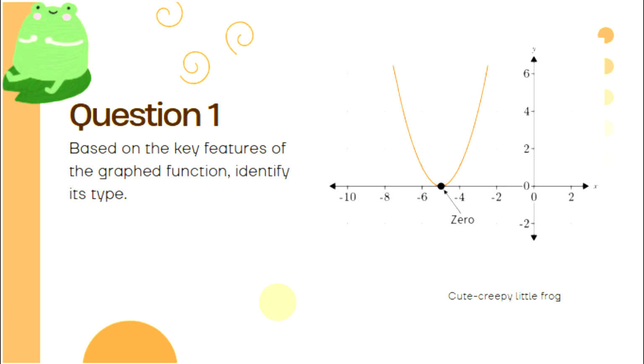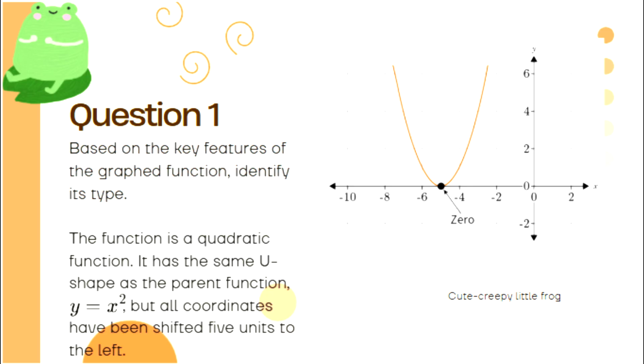Here's question number 1. This is your turn, okay? Based on the key features of the graphed function, identify its type. What type of function is this? Figure it out. You can do this. The function is a quadratic function. It has the same U shape as the parent function. That's all it's asking you in this question, but it gives us more information.